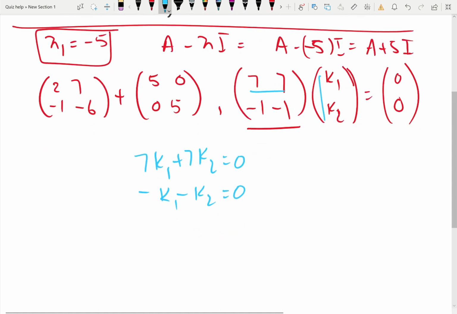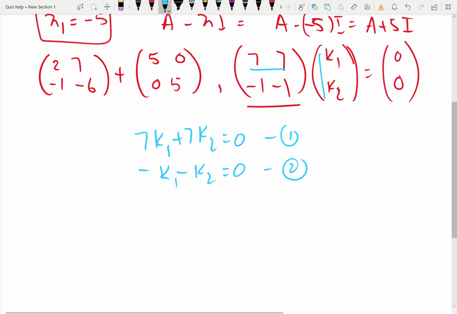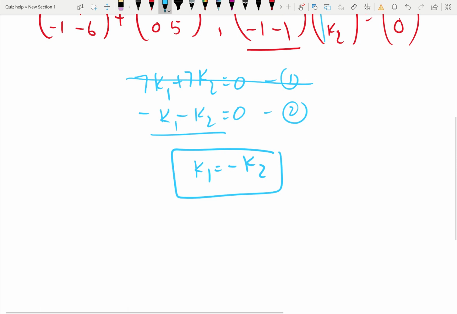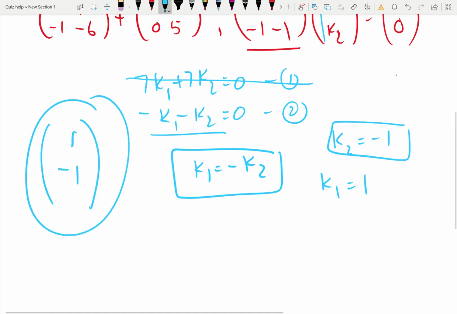Are these two equations the same? For a 2 by 2 system, they should be. Yes, they are the same, because you can multiply the second equation by negative 7 and get the first equation. So let's erase the first equation because the second equation is much simpler. From here we can see k1 is negative k2, if you take k2 to the other side and multiply by negative. What would you choose for k2? Let's choose k2 to be negative 1. Then k1 is 1. So the eigenvector is [1, negative 1].